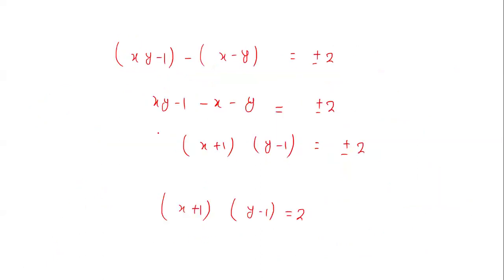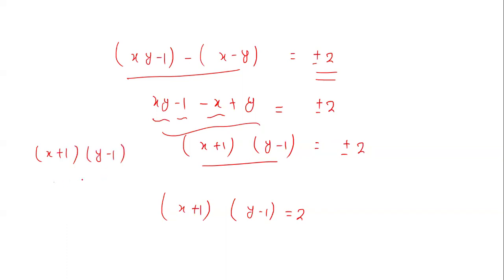Now there are two possibilities: this expression can be equal to plus or minus 2. If you simplify this, it becomes xy − 1 − x + y, and you can write this whole thing as (x + 1)(y − 1). So it becomes xy + y − x − 1, which is this, and it is equal to plus or minus 2.